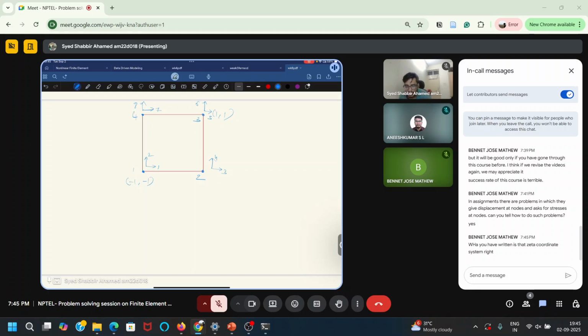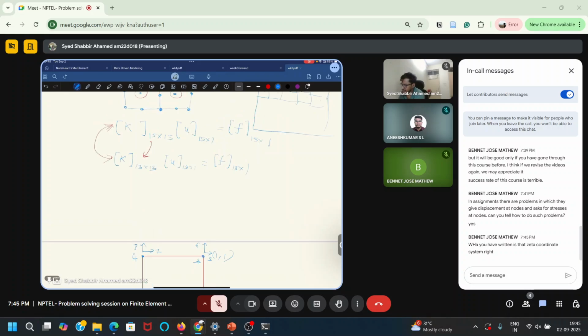This is natural coordinates. We call it natural coordinates because they have also given, in this assignment, the picture in which node one has coordinates (-1, -1), and node three has coordinates (1, 1). So that is what I have written. I have not modified or converted into zeta coordinates or natural coordinates. They have given this in natural coordinates.